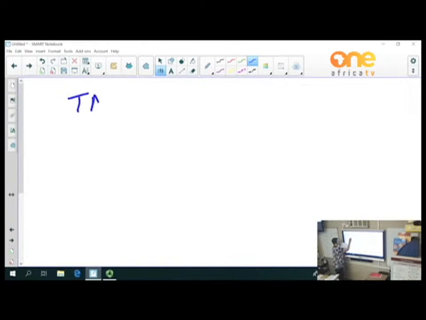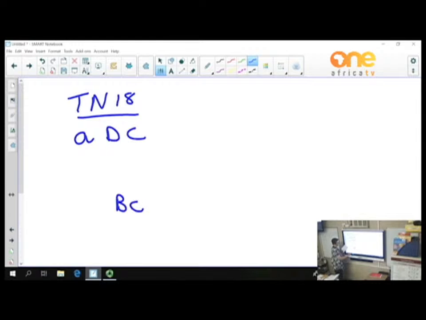Try now 18. The figure shows a trapezium ABCD in which AB is parallel to DC and BC is perpendicular to both AB and DC. The coordinates are given. Find the equation of the line DC and BC. So we need to find the equation of DC and BC.